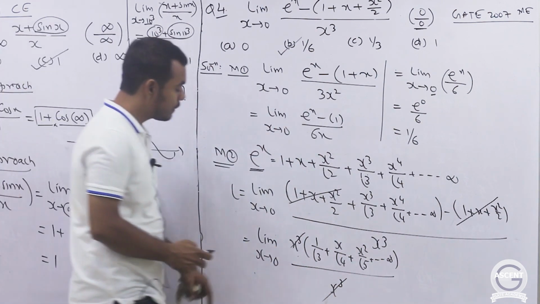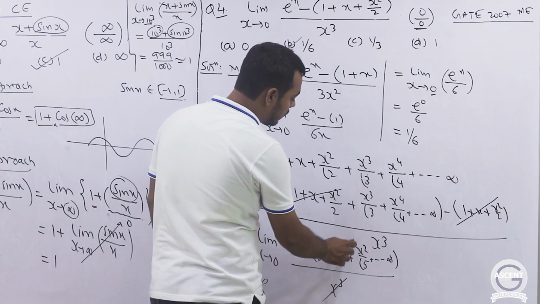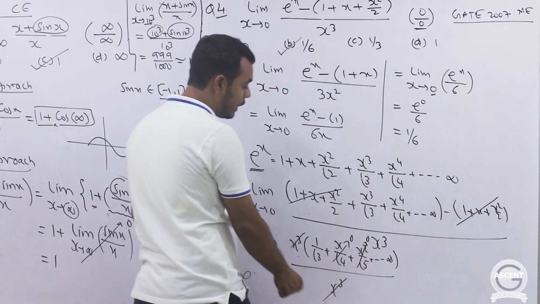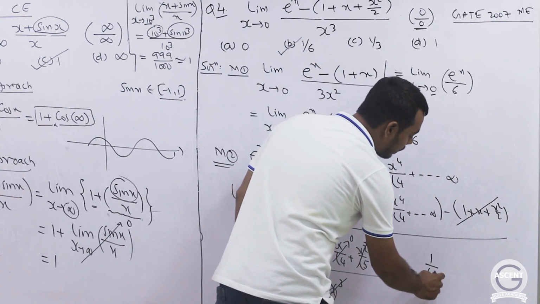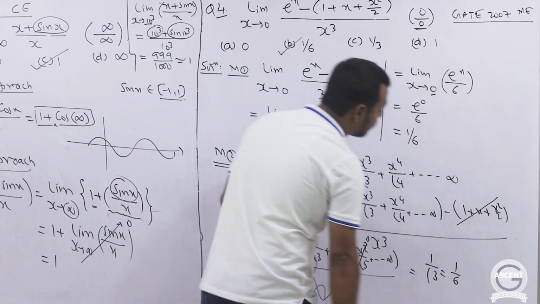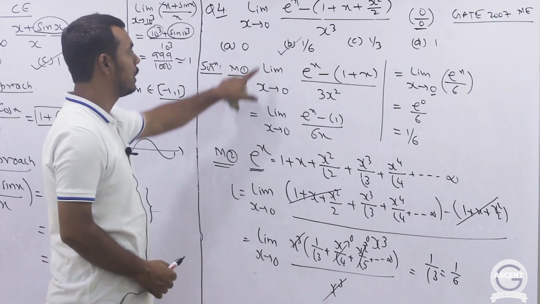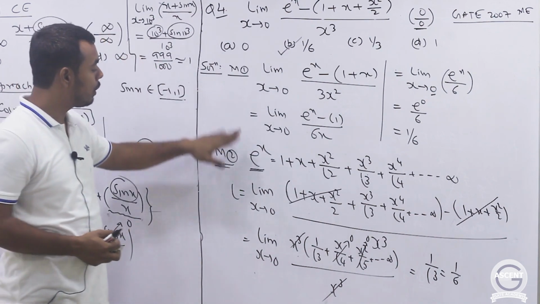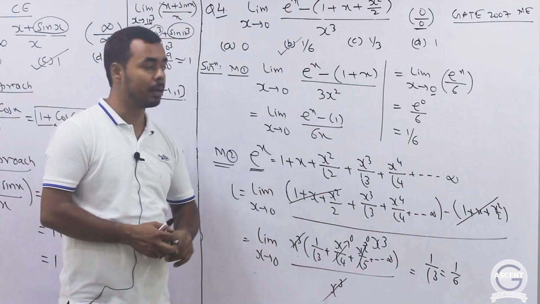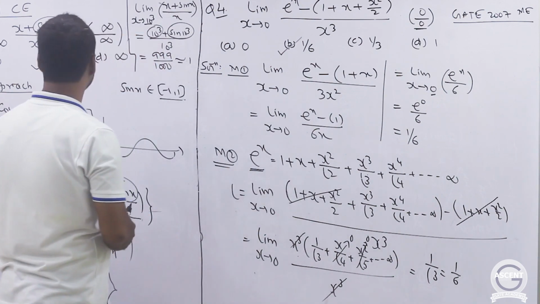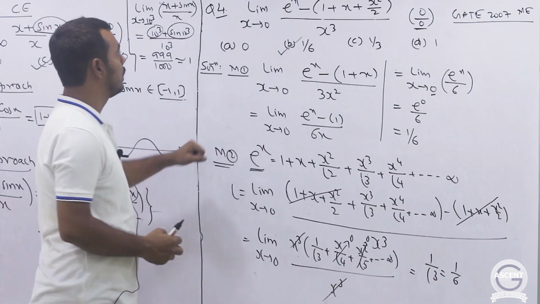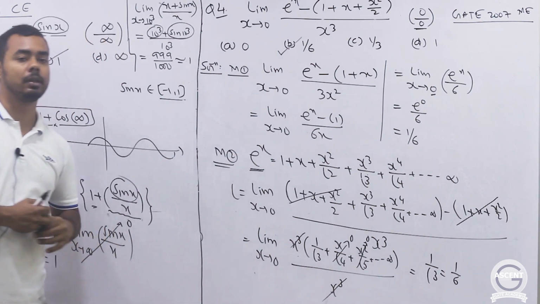Now if you place x equals 0, then all these terms will become 0, right? So this means you will simply get 1 by 3 factorial. 1 by 3 factorial is 1 by 6. So the correct answer is option B. So you can solve this problem either using L'Hopital's rule or using the expansion of e to the power x. So this was our fourth problem on our first three indeterminate forms. We'll take some more problems based on these concepts.